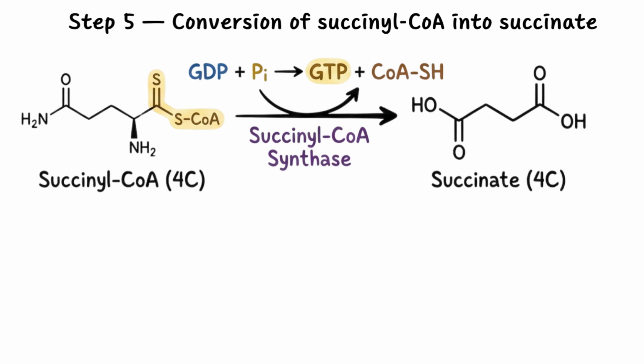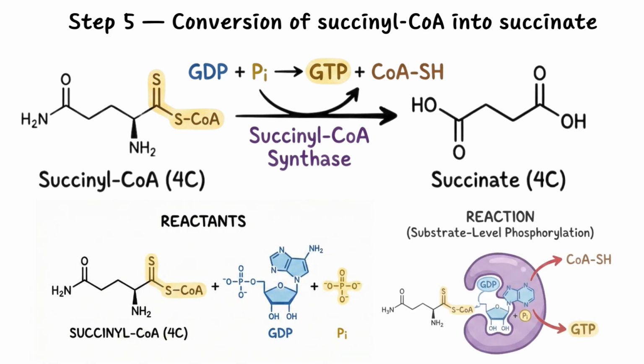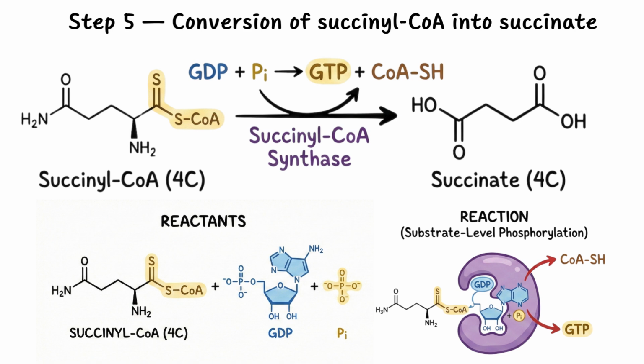Step 5, conversion of Succinyl-CoA into succinate. Succinyl-CoA is converted to succinate by Succinyl-CoA synthase. The energy released is used to convert GDP to GTP. The GTP then donates its terminal phosphate to ADP, resulting in the formation of ATP.